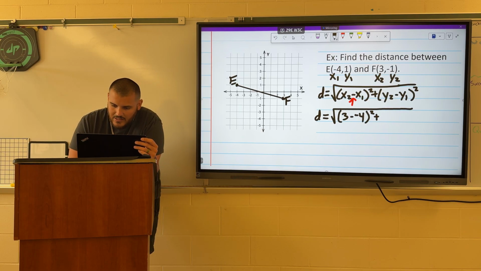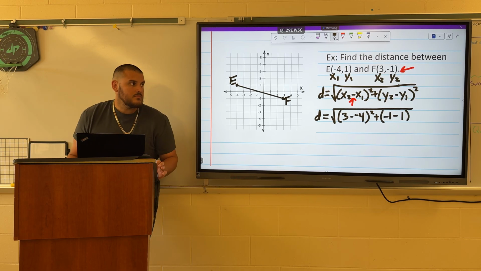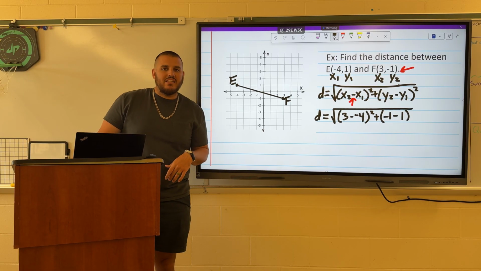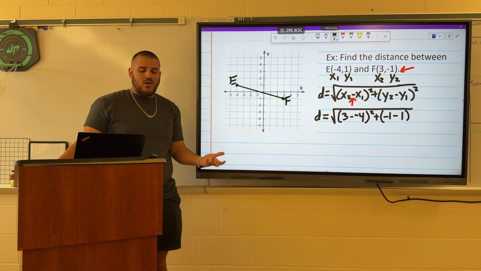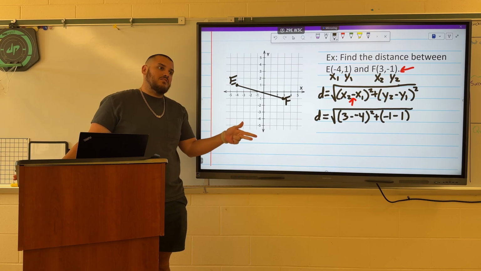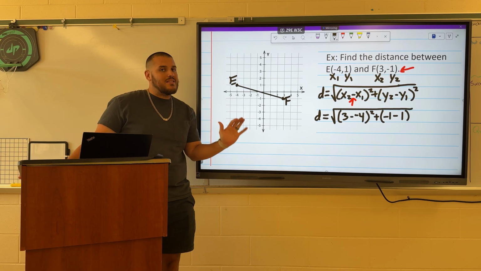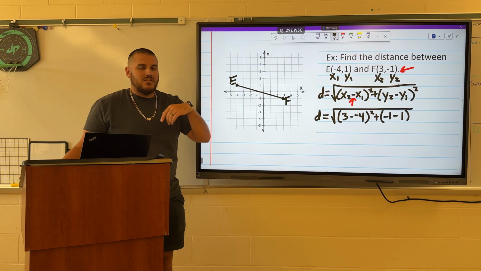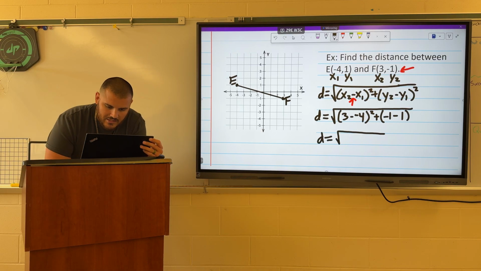Then we have y2 minus y1. My y2 is labeled as -1 minus y1, which is 1. So that's plugging my values into the distance formula. From there, we're following the order of operations. So we have PEMDAS: Please Excuse My Dear Aunt Sally, P standing for parentheses. So that means I need to do the operations in the parentheses to start. 3 minus negative 4, it's really 3 plus 4, that's positive 7. Negative 1 minus 1, negative 2.